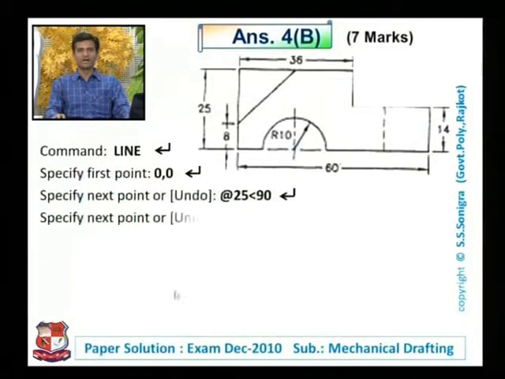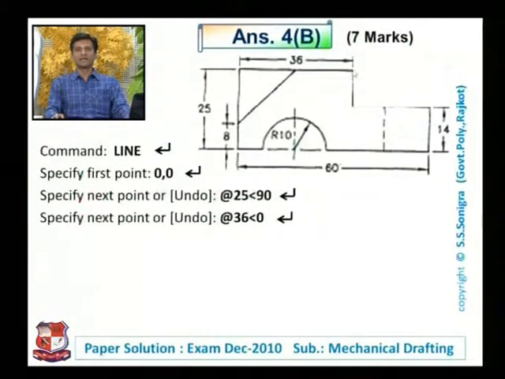After entering, it will ask for the next option, specify next point. We have drawn the line from this point to this point. Now the next point is here, so the length is 36 millimeter as mentioned over here. So @36<0. In this direction the angle is 0, the upper direction is 90, this direction is 180 degree, and this direction is 270 degree. So at 36 at an angle of 0, it will draw this horizontal line.